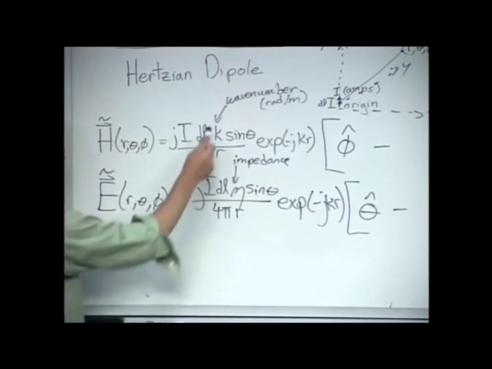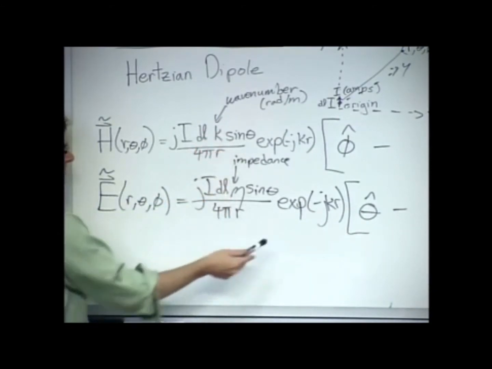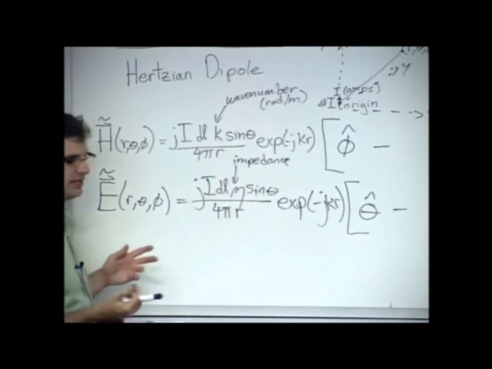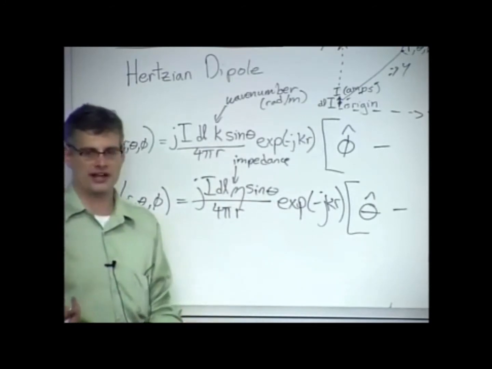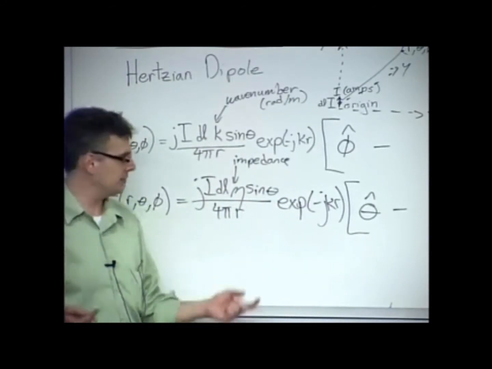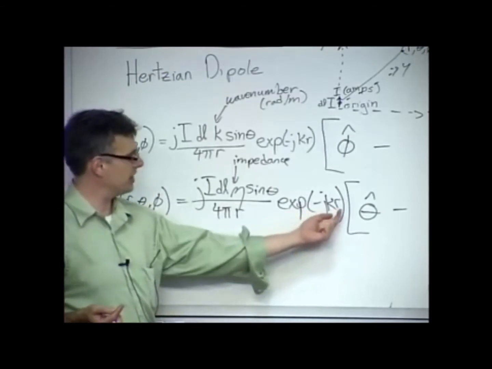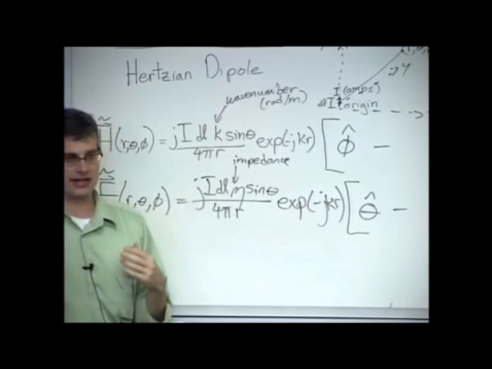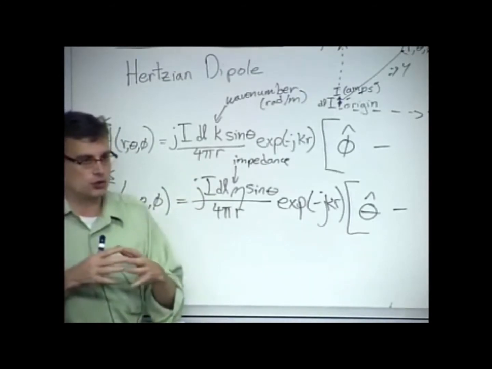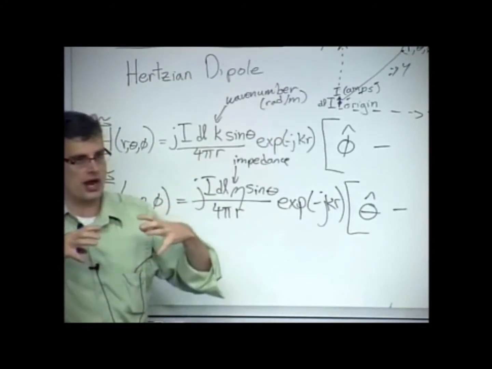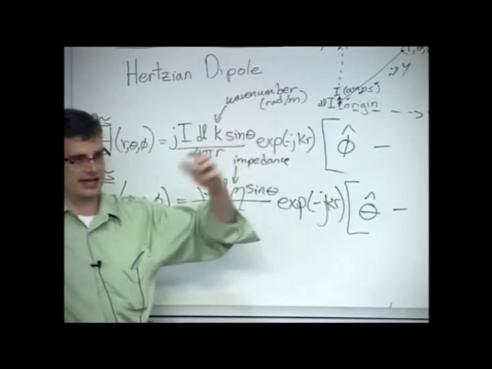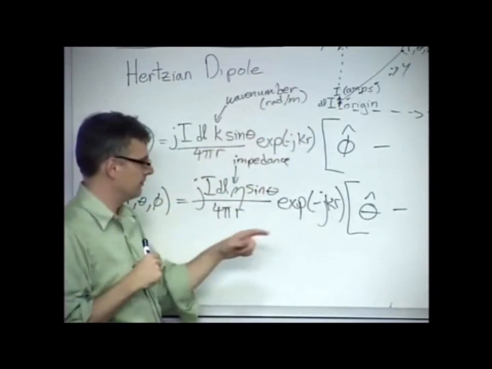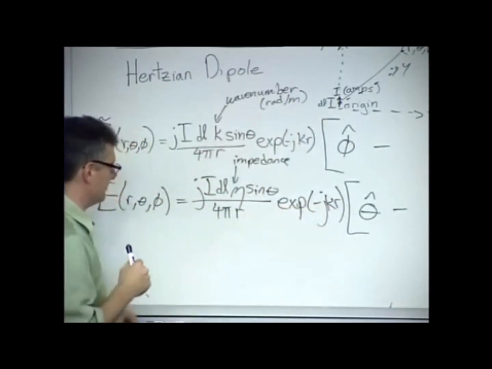I've got 1 over r attenuation of both fields. In fact, everything propagates just like the spherical waves that we talked about last class period. exp to the minus jkr is a linear phase taper. In the phase domain, when I convert that back to the time domain, that's a traveling wave that moves away from the origin at a constant velocity. 2 pi over lambda is the wave number.